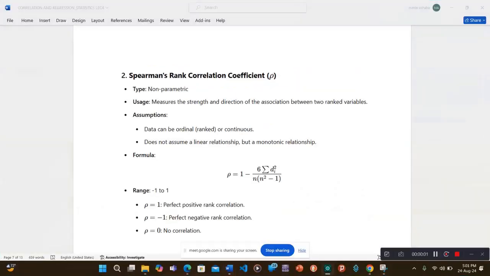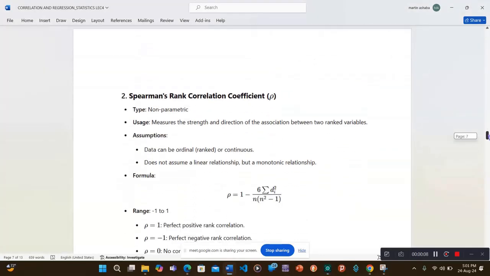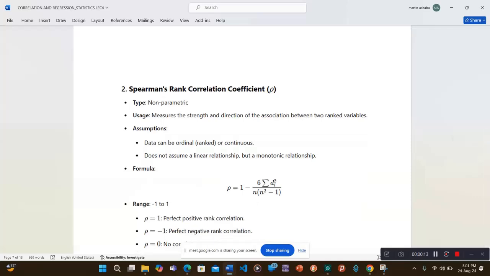Now we have a number of parameters that we use to measure the strength and direction of the association between the two ranked variables. And one of them is called Spearman's rank correlation coefficient. It is used to determine the level of correlation, or how two variables are associated with each other.